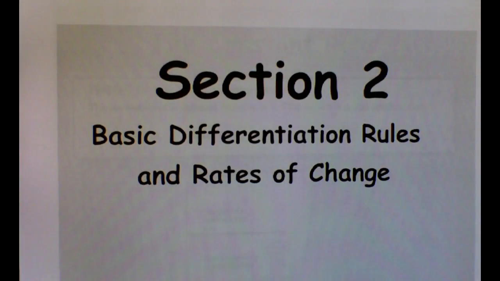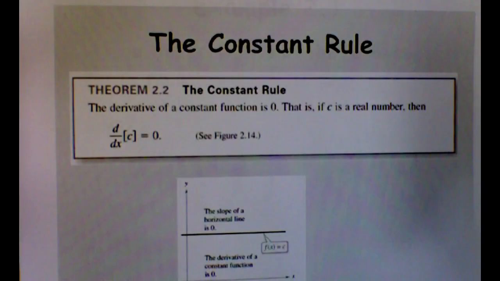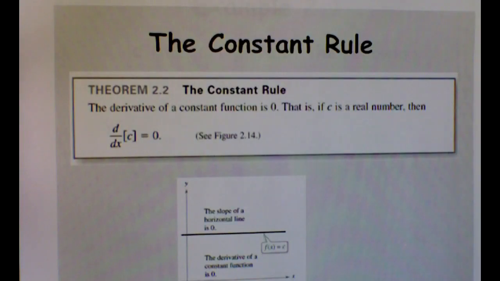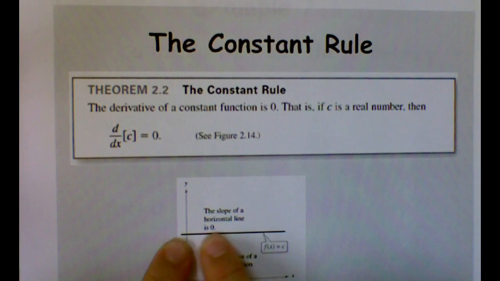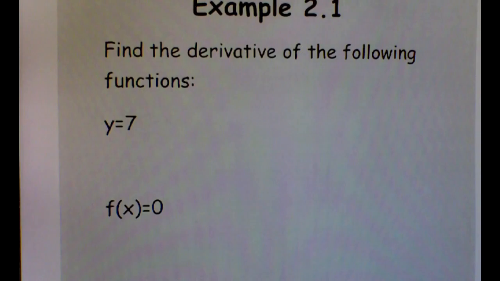All right, welcome to section 2 of chapter 2, basic differentiation rules and rates of change. We're going to start off with the constant rule. The derivative of a constant function is 0. So if c is a real number, then the derivative with respect to x of c equals 0. Because a derivative gives us the slope, and the slope of a horizontal line, which is a constant function, is always 0. So let's find the derivative of each of these functions.